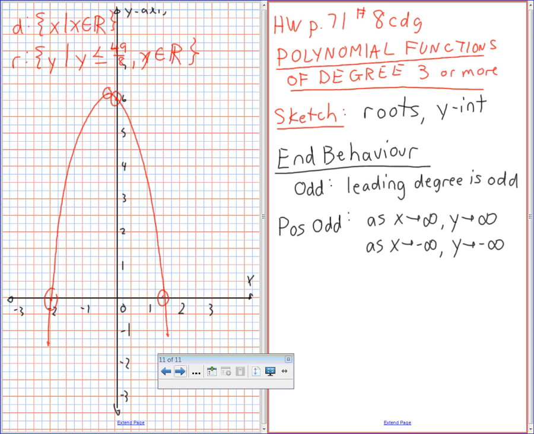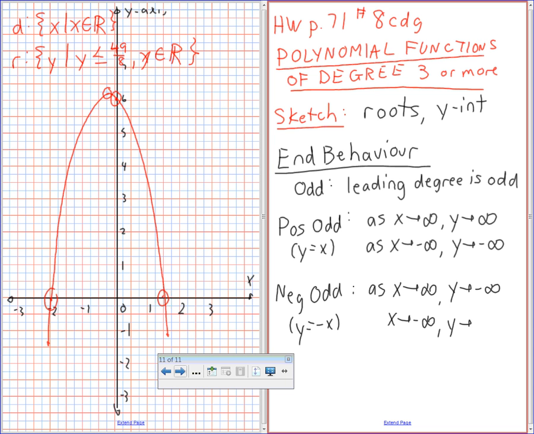What that says in English is, as x goes to infinity this way, y is going to go to infinity. And how do they say it in advanced functions? Approaches. That's what we did. That looks familiar to you guys? A negative odd function is the same thing but opposite. Think of y equals negative x. So as x approaches infinity, y approaches negative infinity. As x approaches negative infinity, y approaches infinity.